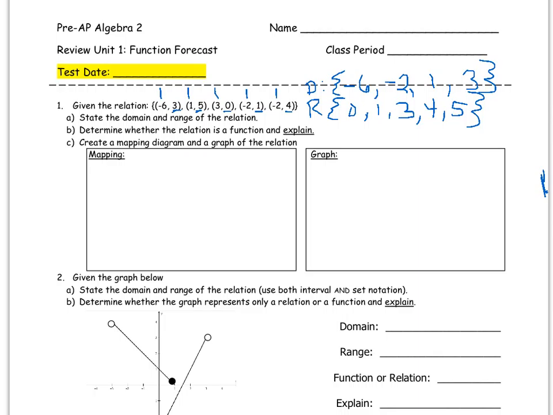Determine whether it's a function and explain. Because our x value of -2 repeated, so we've got that -2 that shows up twice, this is not a function. So this is not a function because the x value of -2 repeats.